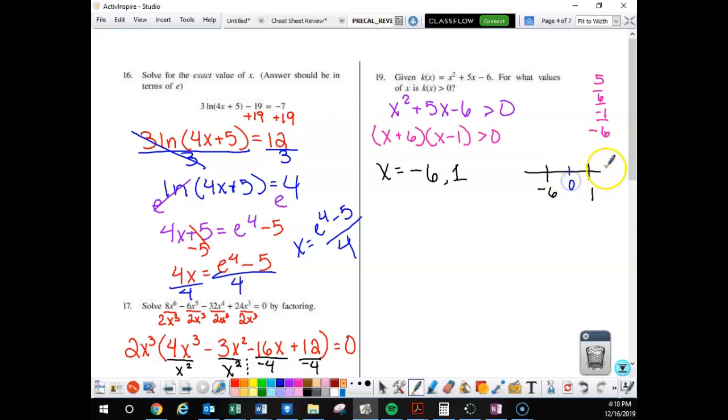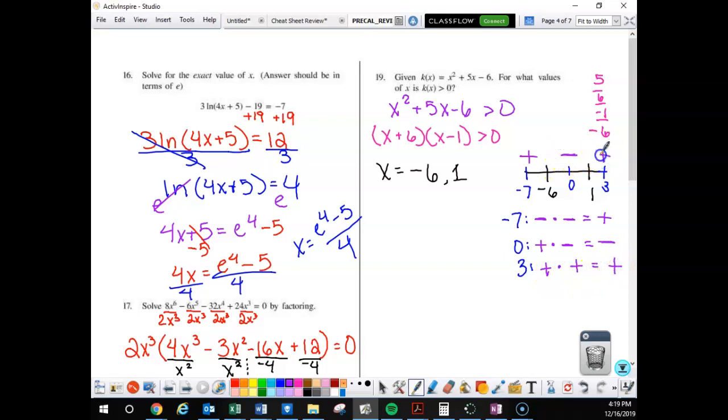So here I can choose 0. Let's choose 3 over here. And let's choose -7. So -7 plus 6 is negative, and then -7 minus 1 is negative, so negative times a negative is a positive. 0 plus 6 is positive, and then 0 minus 1 is negative, so positive times a negative is negative. 3 plus 6 is positive, times 3 minus 1 is positive as well, so positive times a positive is positive.